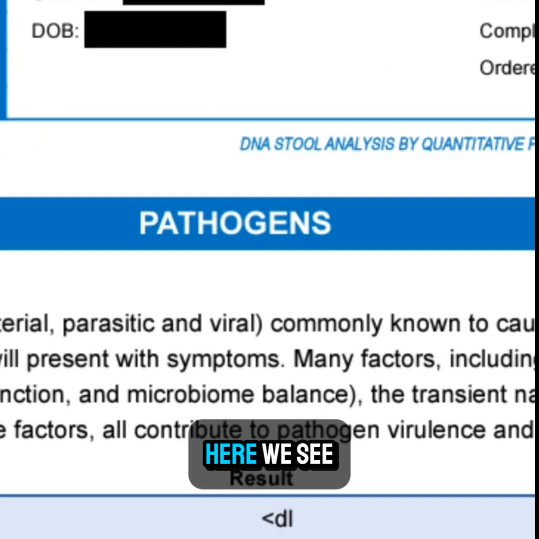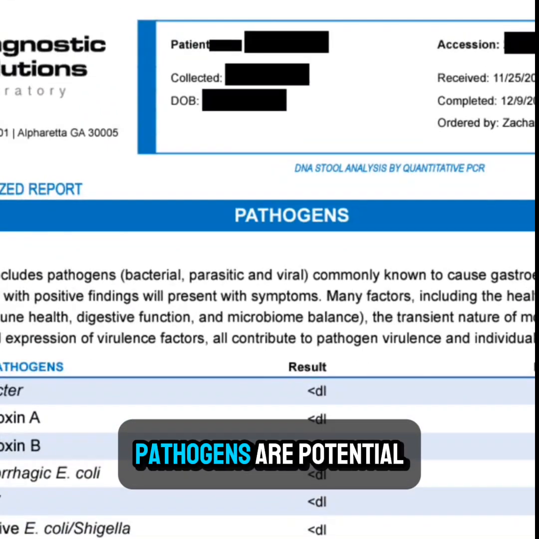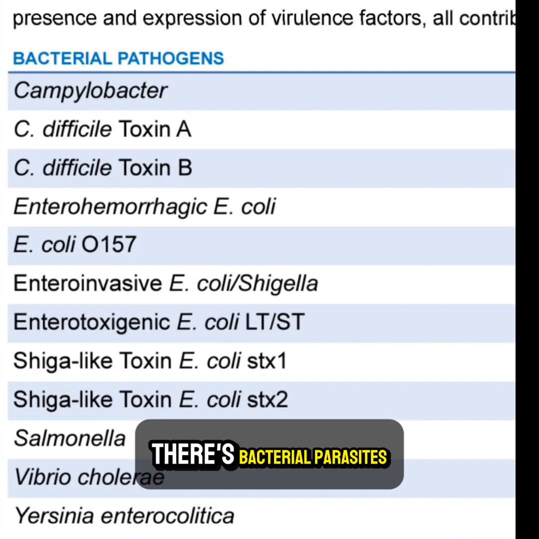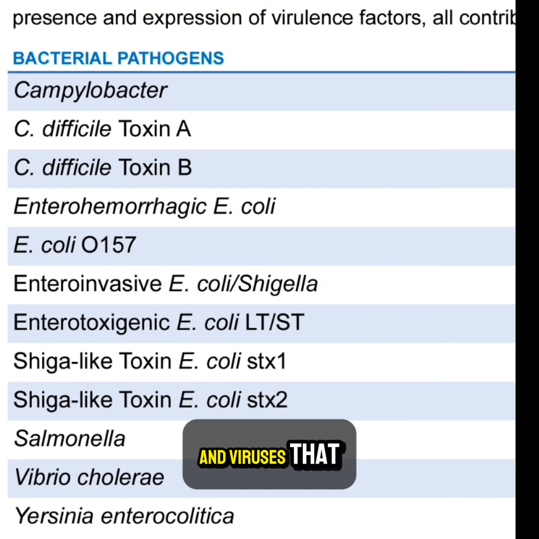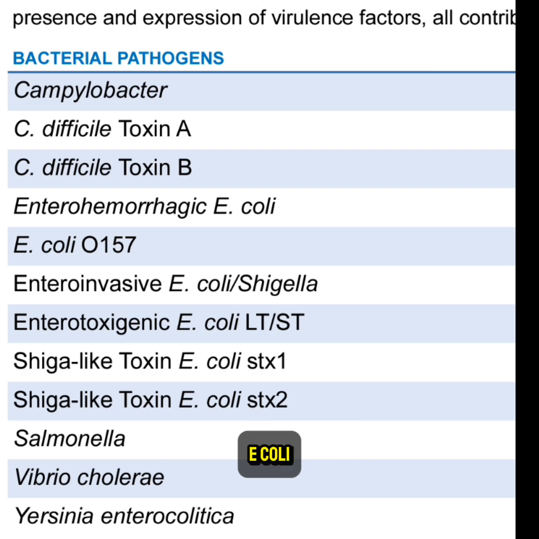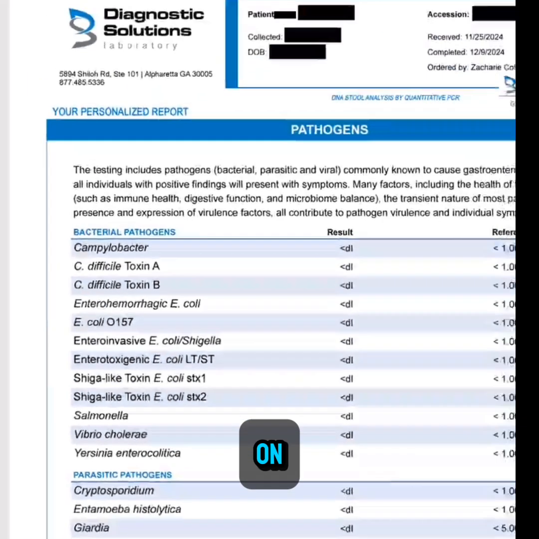On page 1 here, we see pathogens. Pathogens are potential infections in the gut. Now, there are 3 types. There's bacterial, parasites, and viruses that this test looks at. And you may recognize some of the words on the screen here, like C. diff, E. coli, salmonella, and so on.